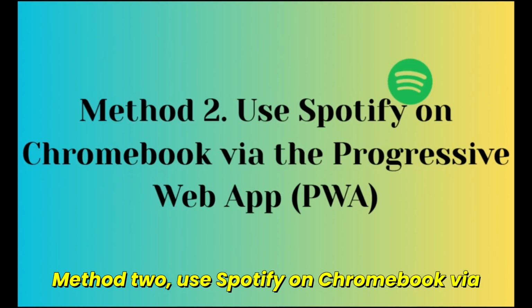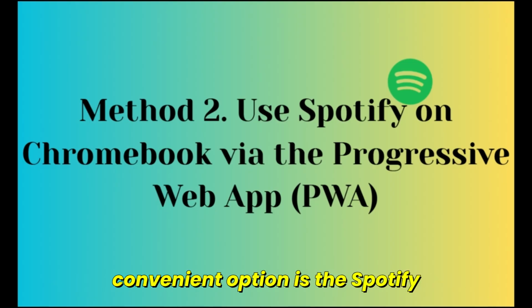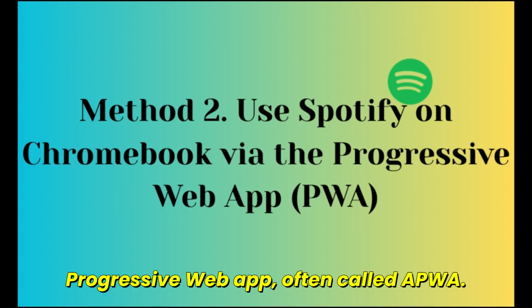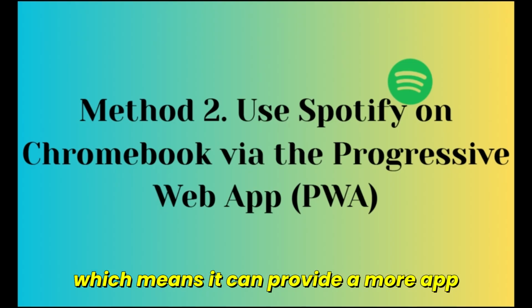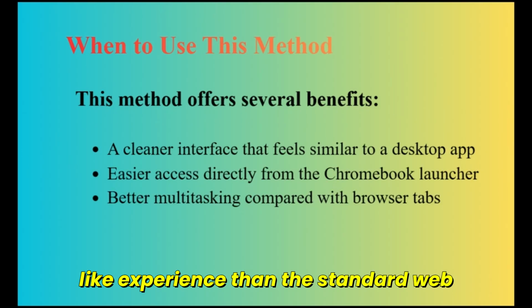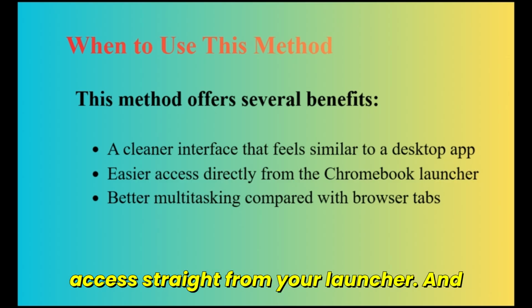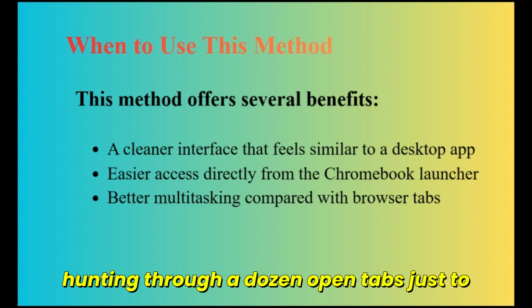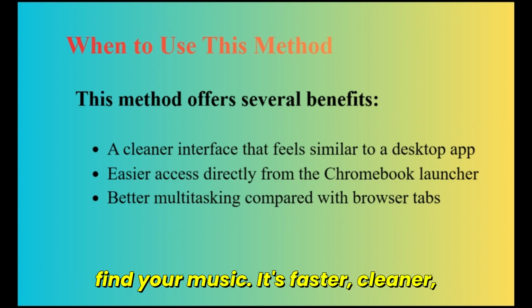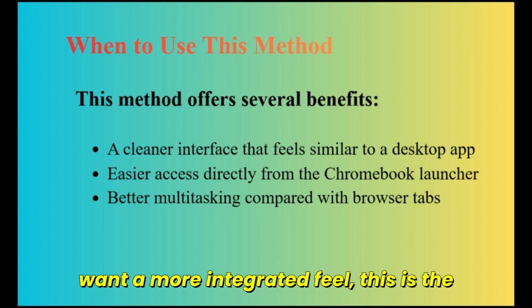Method 2. Use Spotify on Chromebook via the Progressive Web app. Another convenient option is the Spotify Progressive Web app, often called a PWA. A PWA runs like a standalone application but is actually powered by the browser, which means it can provide a more app-like experience than the standard web player. Why switch? 3 reasons. 1. A cleaner, app-like interface. 2. Instant access straight from your launcher. And 3. Way better multitasking, no more hunting through a dozen open tabs just to find your music. It's faster, cleaner, and built for your Chromebook. If you want a more integrated feel, this is the way to go.